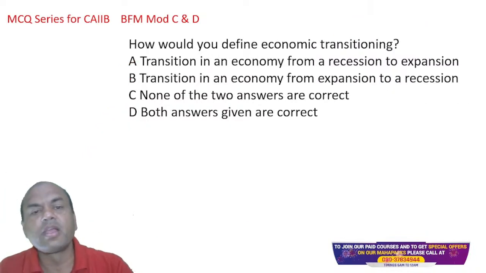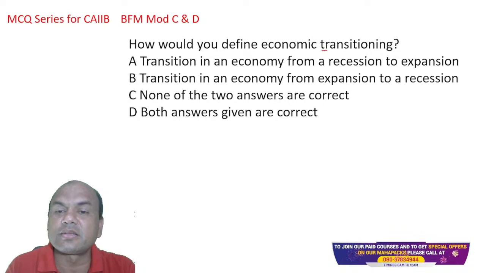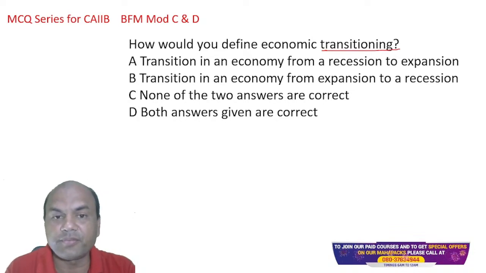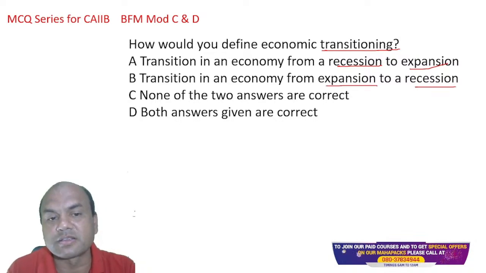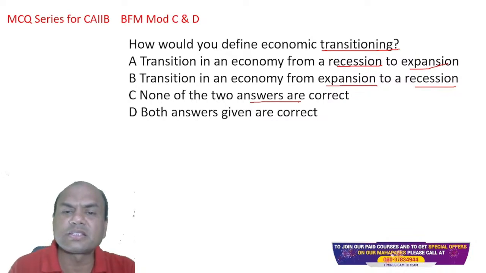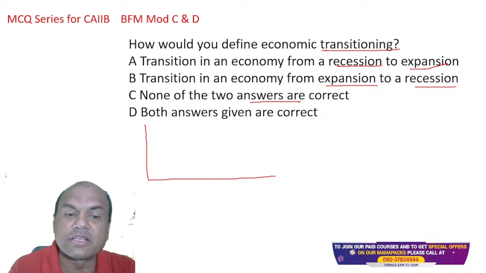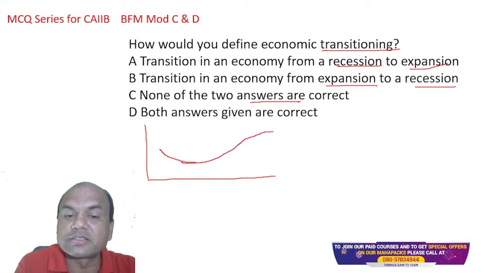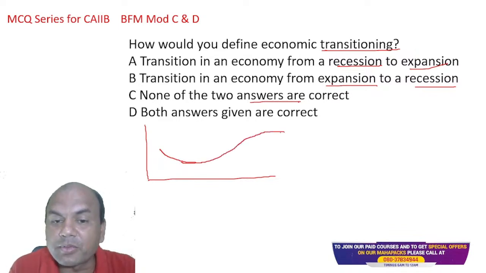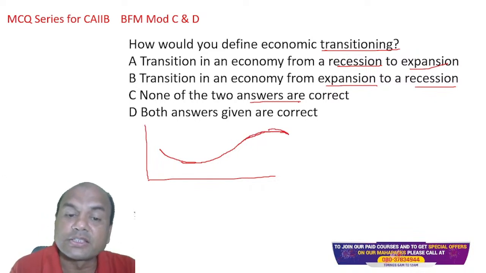How do you define economic transition? Transition means that camel humped curve. Option A: transition in an economy from recession to expansion. Option B: transition in the economy from expansion to recession. Option C: none of the above. Option D: both are correct. Let's plot the curve of A. Recession to expansion. Recession means first it will be like this, an inverted curve, right? Then expansion, so it will be like this. Again, it is a hump. Look at this, it is a hump somewhere. So this is also true.